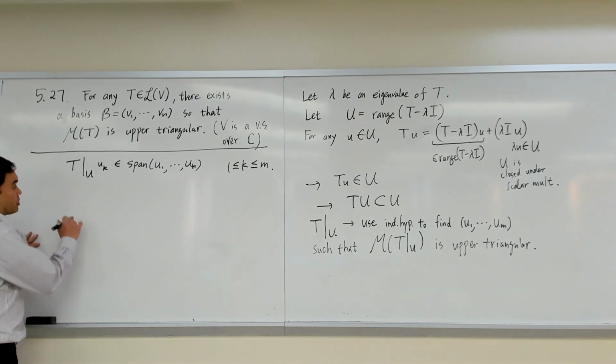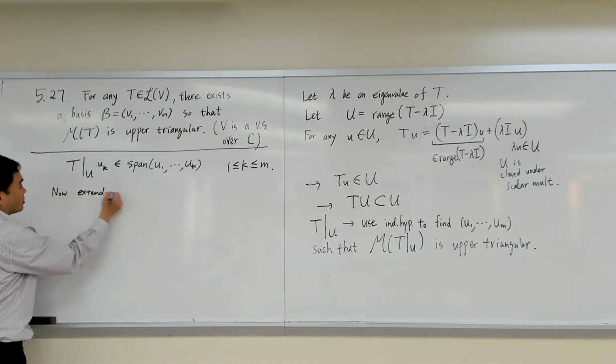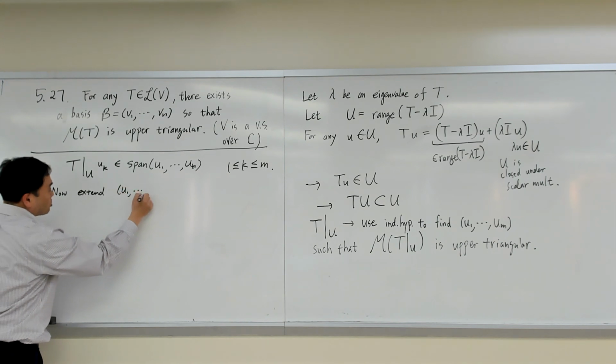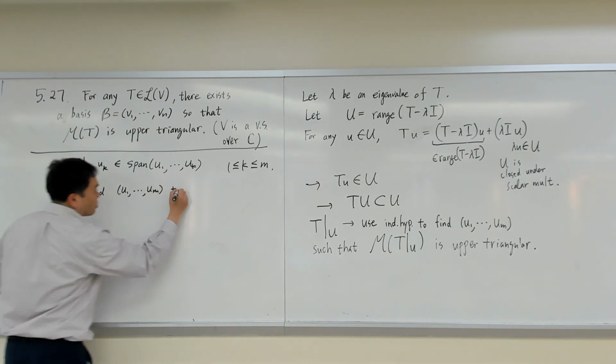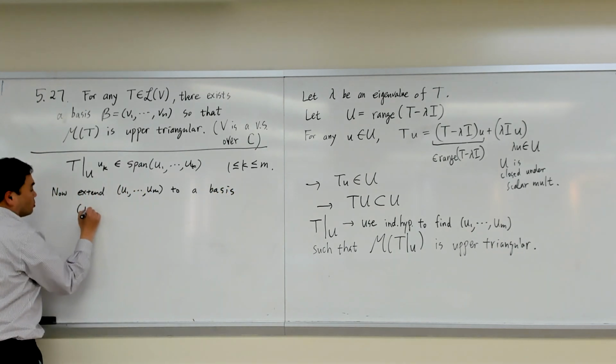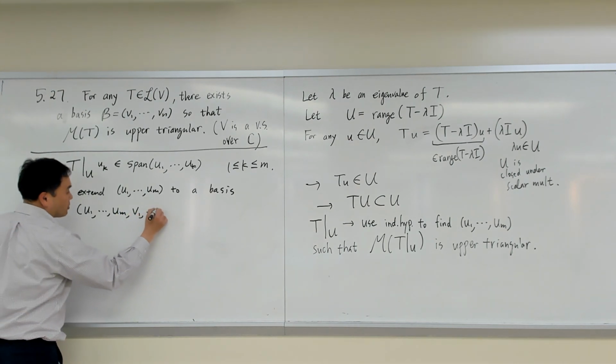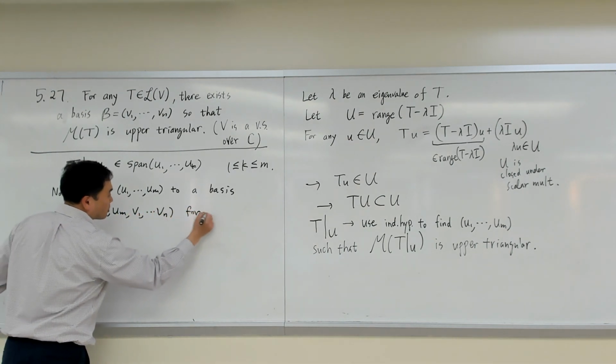Now what you do is extend u1 through um to a basis u1 through um, v1 through vn for V.